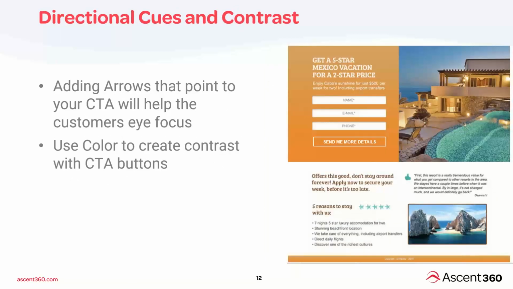Next one, use directional cues and content. And so here in this example, you see this, get a 5-star Mexico vacation for a 2-star price. Great, right? Name, email, phone. The use of arrows and high contrast helps a lot. So if you look at this image versus the one I'm about to show you, all of a sudden you can see that, okay, the arrow is pointing up at the button, your eye is drawn there, the button is higher contrast, so all of a sudden your eye is drawn there as well. So you're not figuring out what else am I trying to do.